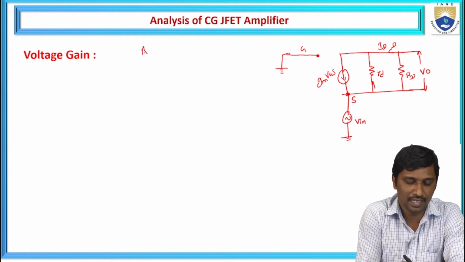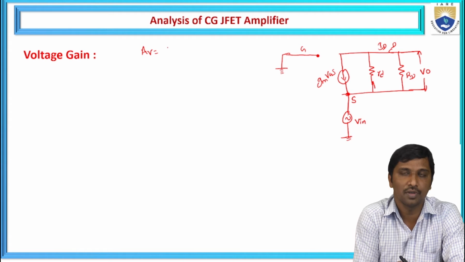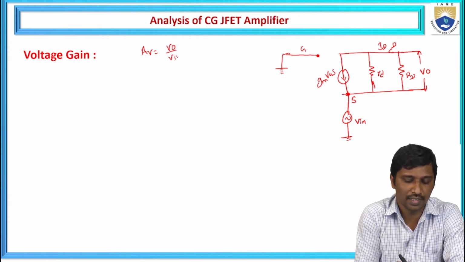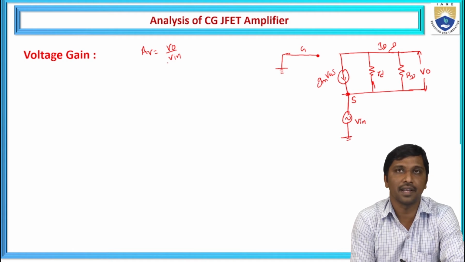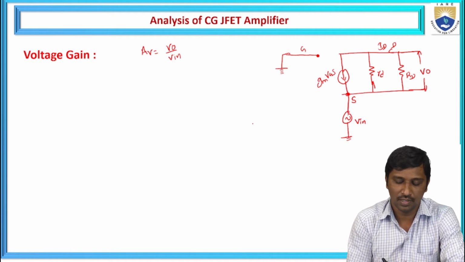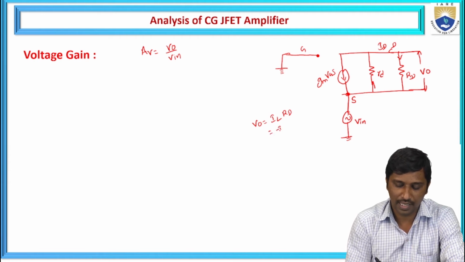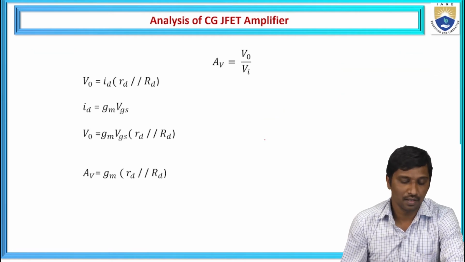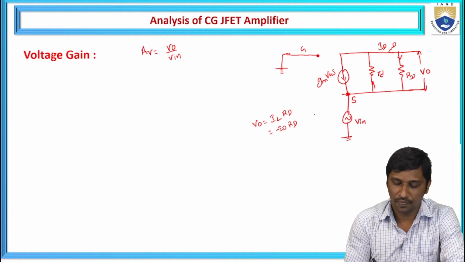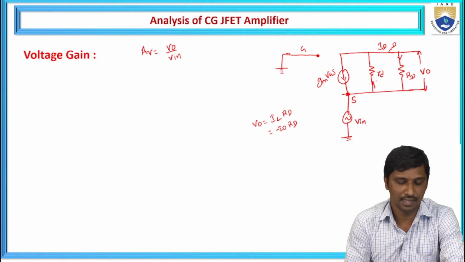So we know that the voltage gain is defined as the ratio of output voltage to the input voltage, V0 by Vin. Now we need to define it in terms of the output voltage parameter as well as the input parameter. From this circuit, we know that V0 is equal to IL into RD, or we can also write minus ID into capital RD. But we have two impedances.